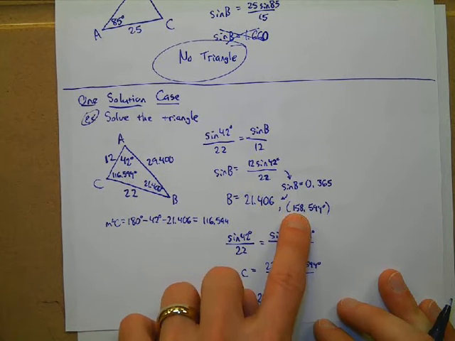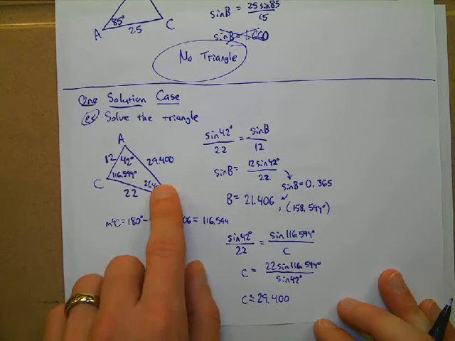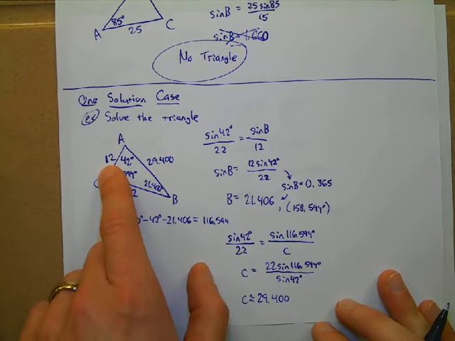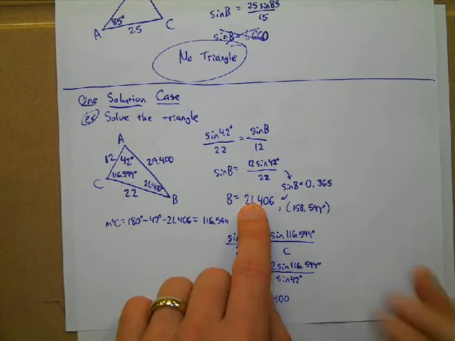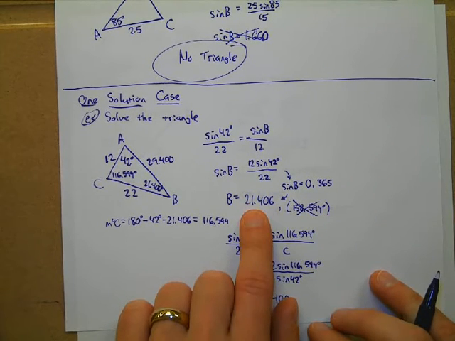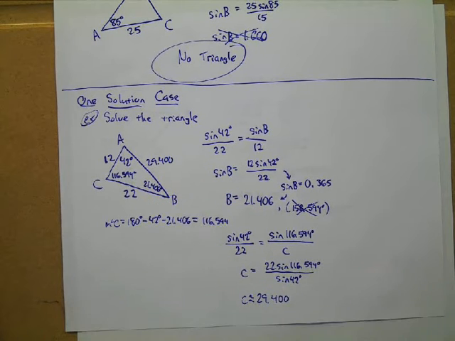So that's the idea. It will never be the case that the second angle will work but the first angle won't. So either you only get the first angle, the 21.406, or it's the case where the first angle and the supplement to that angle both work. It all has to do with whether the angle makes sense in the triangle.